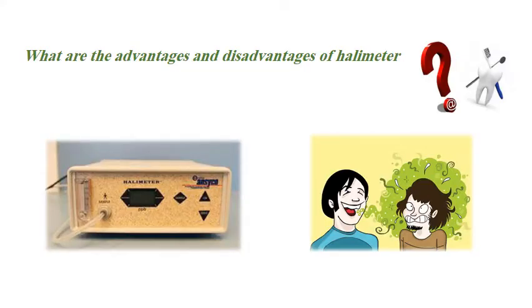The most common advantages and disadvantages of the halimeter include: the advantage of the halimeter is the ease of use in generating a quantitative measure of volatile sulfur compounds chairside, while the disadvantage is the inability to measure dimethyl sulfide accurately. Also, the presence of compounds like alcohol and phenol compounds can interfere with the readings.